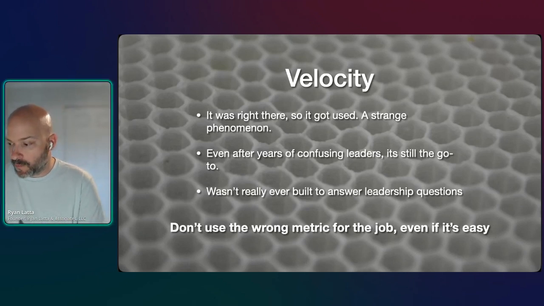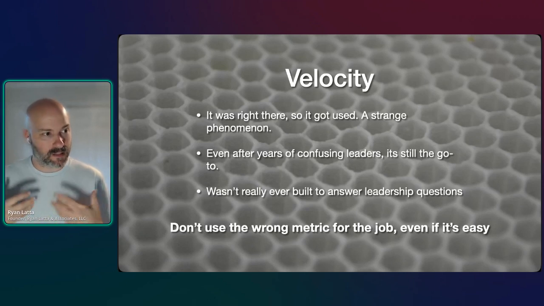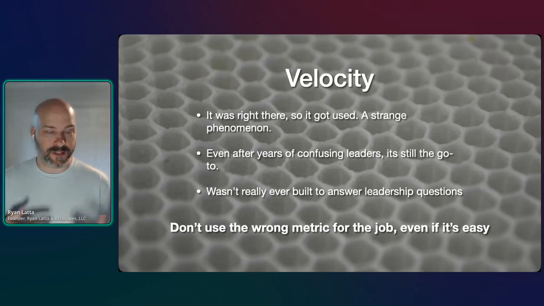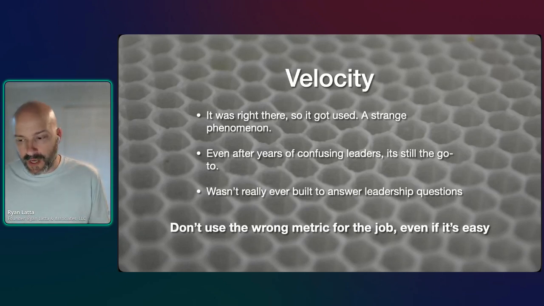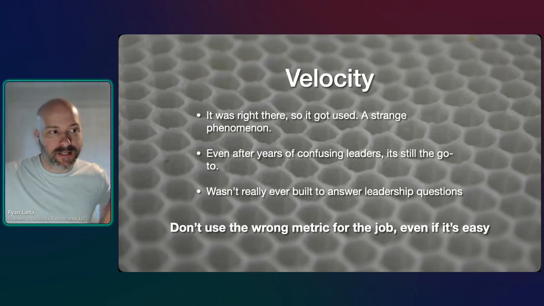One of the things I want to point out is to try to avoid the tendency of using a metric that's wrong for the job, especially because it's right there. That's a common velocity failure mode: we'll just use velocity for this, and when it doesn't work out, we say, oh well, but it's right there. We'll try again. This time we'll use it and it'll work. But it doesn't. It just never does.